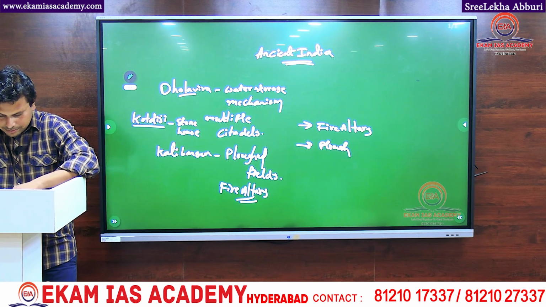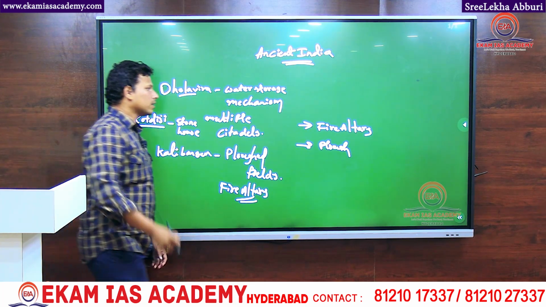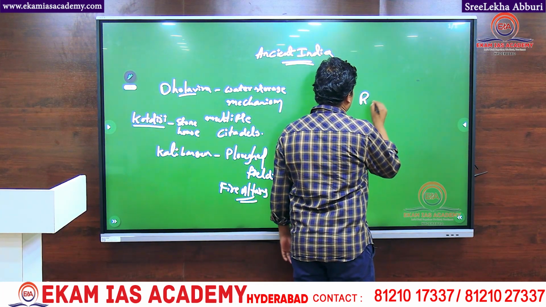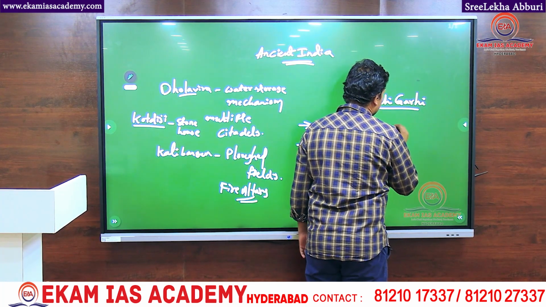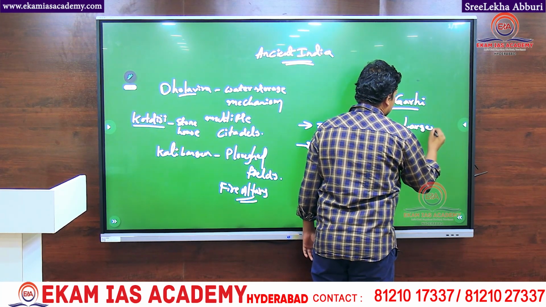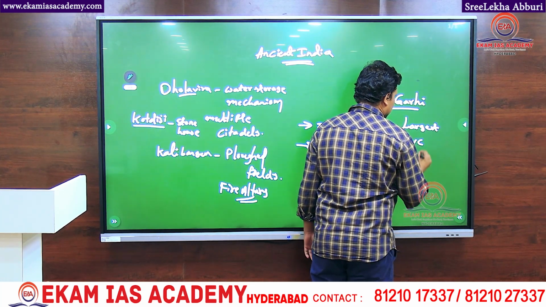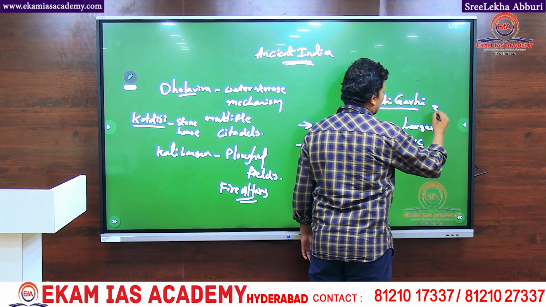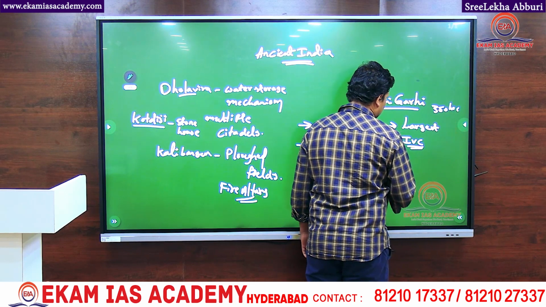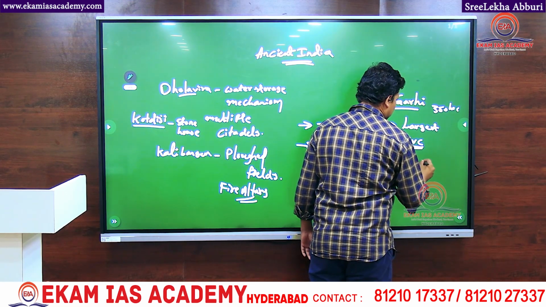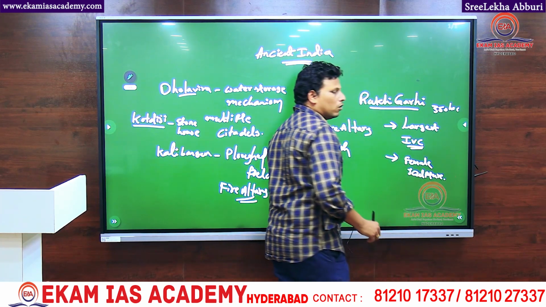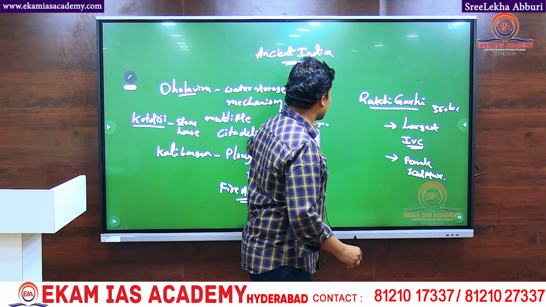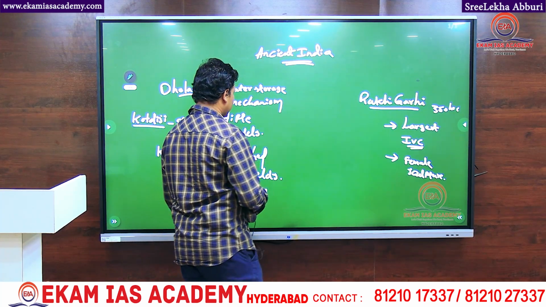And next one, Rakhi Garhi. The importance is that it is the largest IVC site, 350 hectares, and it has also got female sculptures, similar to the Mohenjo-daro bronze dancing girl. So Rakhi Garhi is one thing.